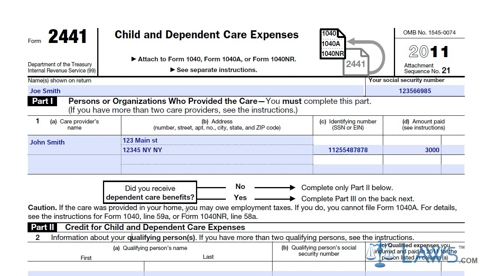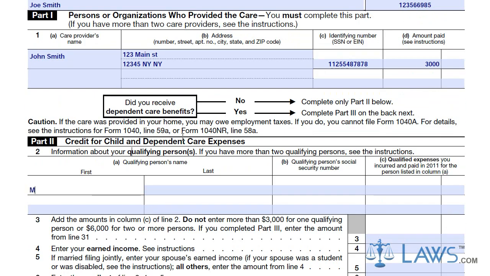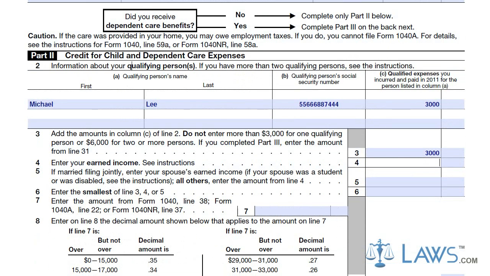For Part 2, list the names of each dependent you are claiming for the tax credit. Indicate the total amount of expenses used for each qualifying dependent. Enter the amount of expenses on line 3, but no more than $3,000 for one person or $6,000 for two people. On line 4, enter your income from your 1040 tax form for the tax year. On line 5, put your spouse's income if applicable.